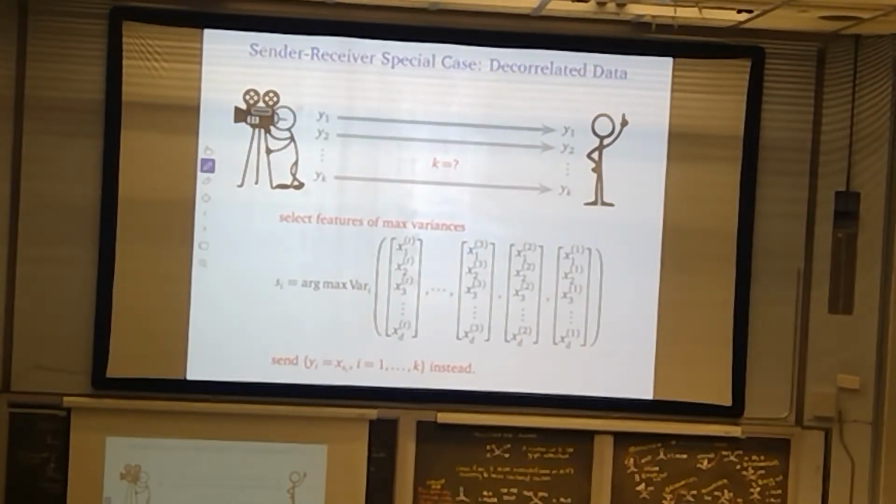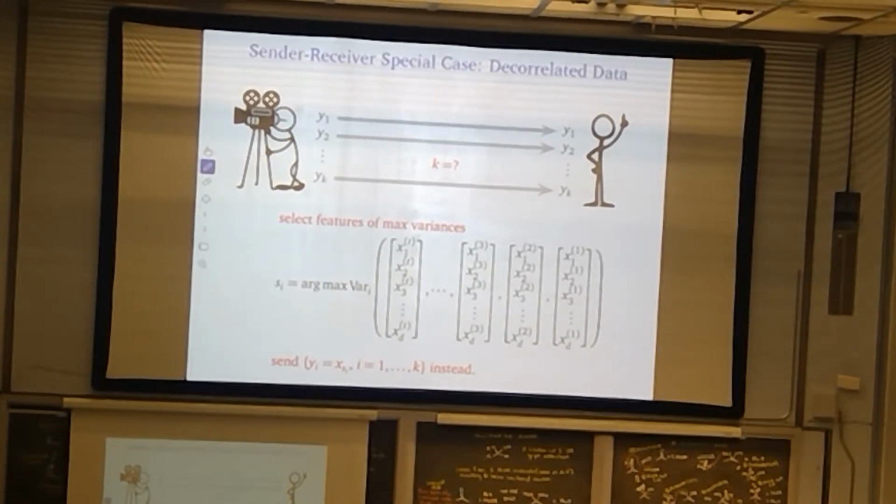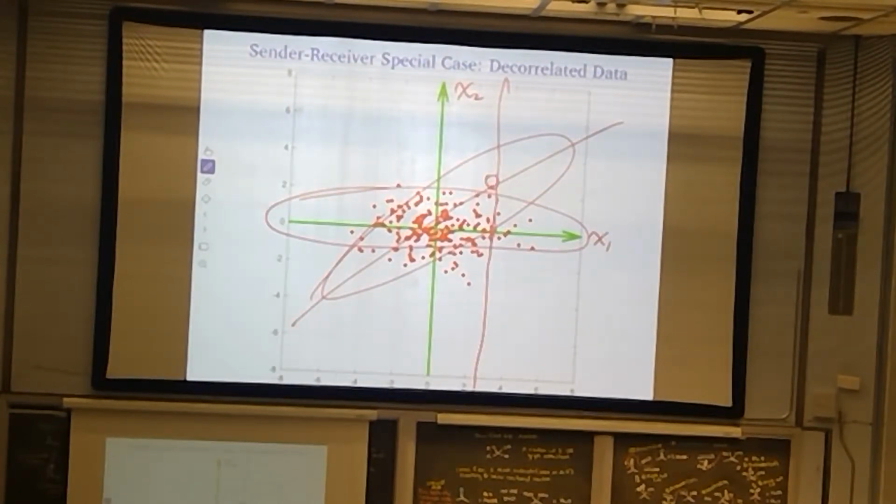So if the data is decorrelated, what do we do? Let's consider this 2D case. The original D is 2, and the communication bandwidth is very poor. You can only send one number over at each instance. Which feature would you choose? X1 or X2? X1, right? Because X1 has a lot of variation.